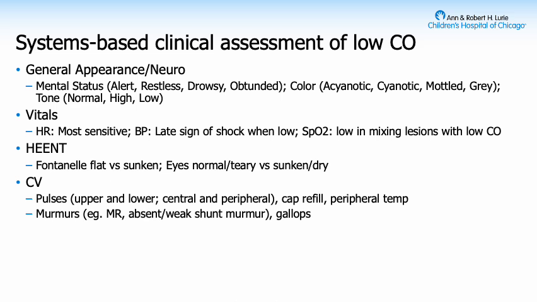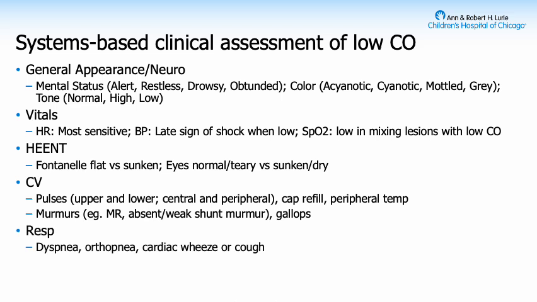Murmurs: in severe cases of heart failure, you can hear a murmur of mitral regurgitation or a gallop. In patients with mixing lesions, specifically if they have a shunt, if you have an absent or a weak shunt murmur, that could be a sign of either low cardiac output or shunt obstruction. And so those are very important.